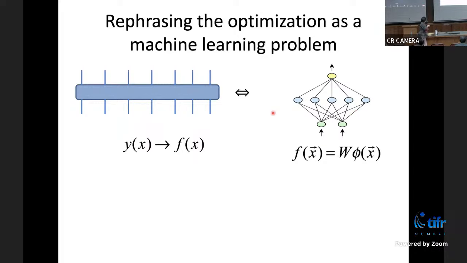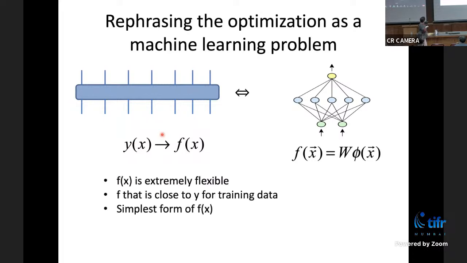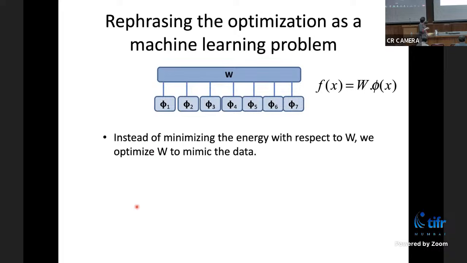So I need to find a set of f of x, which is close to the actual wave function, y of x. What do I mean by that? Okay, before I go there, f of x, this ansatz needs to be flexible. It needs to be close to y for some training data. And it needs to be simple in its form. These are things that are required to make me be able to work with it easily. So instead of minimizing the energy with respect to W, I am going to optimize the W to mimic some data. Okay, that's the approach. So that is how I'm going to optimize it.